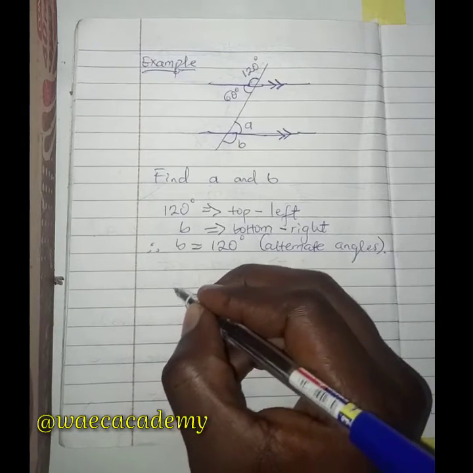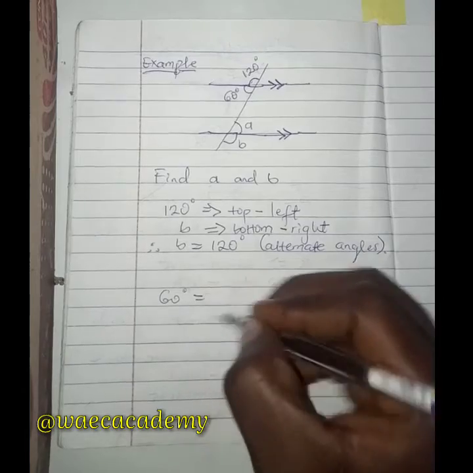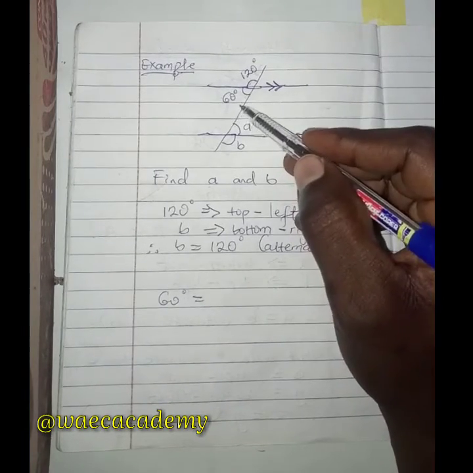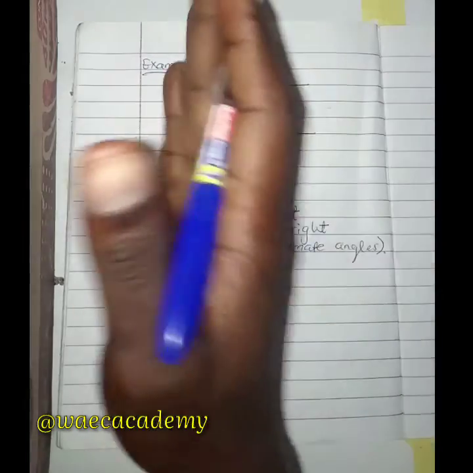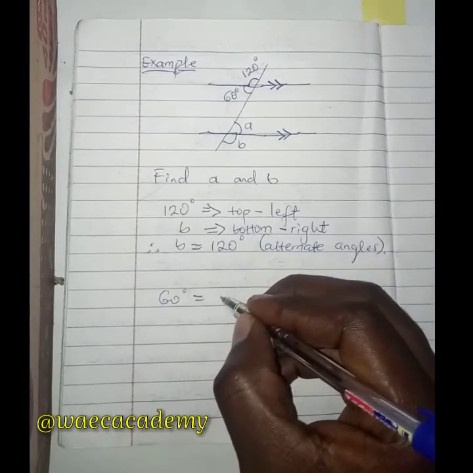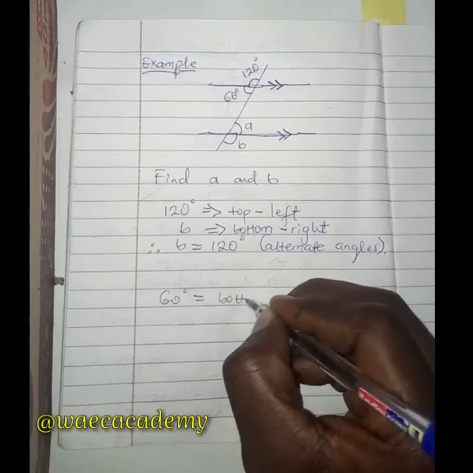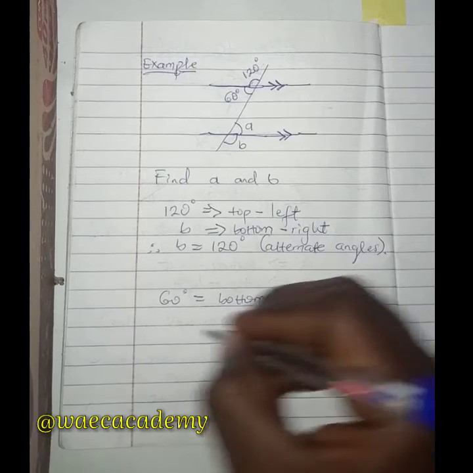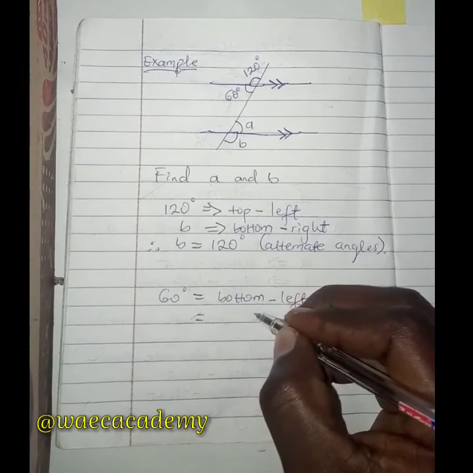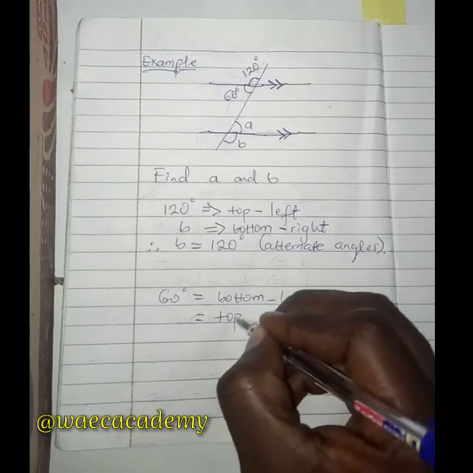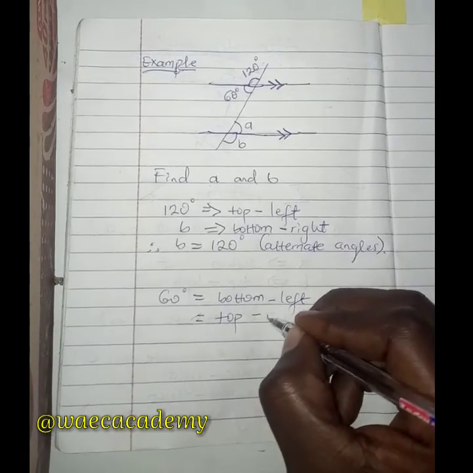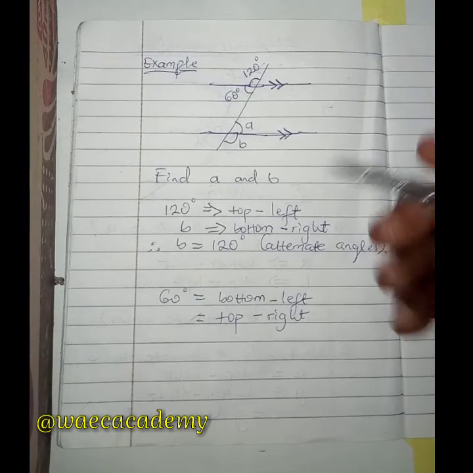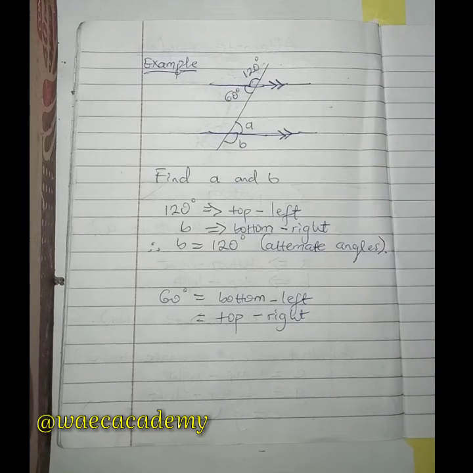So let's see. 60 degrees, where is the position of 60 degrees? It's on the first parallel line, at the bottom and on the left: bottom, left. What is going to be the opposite of that? The opposite of bottom is top, and the opposite of left is right. So top right. Let's look for the angle that is on the top and on the right of the second parallel line.